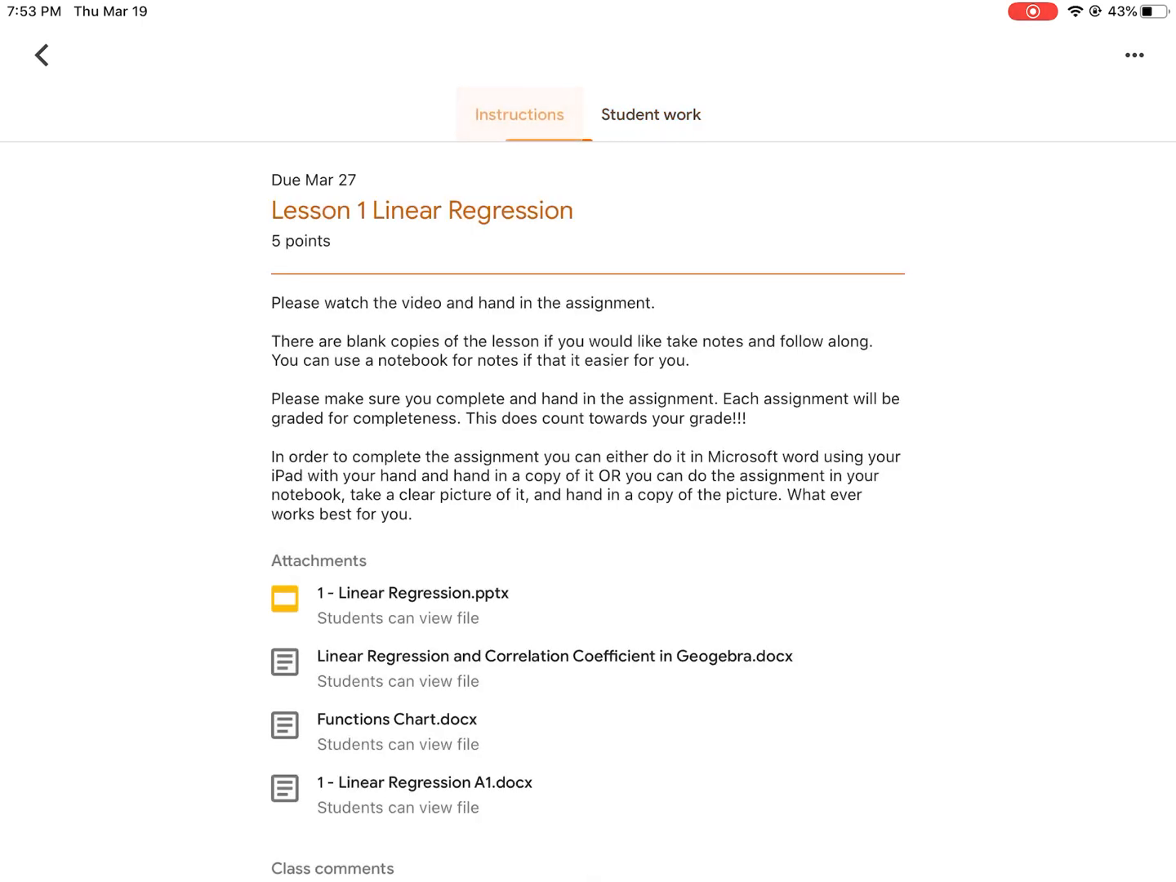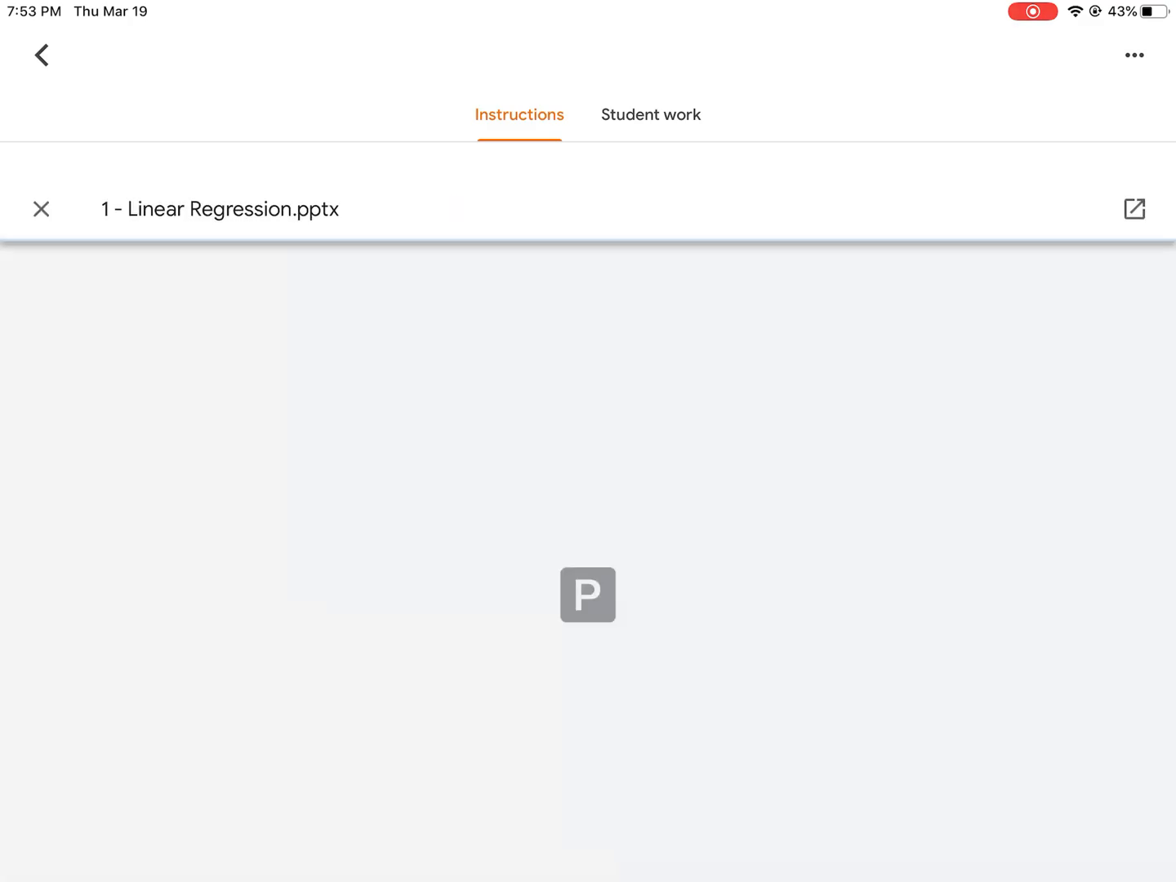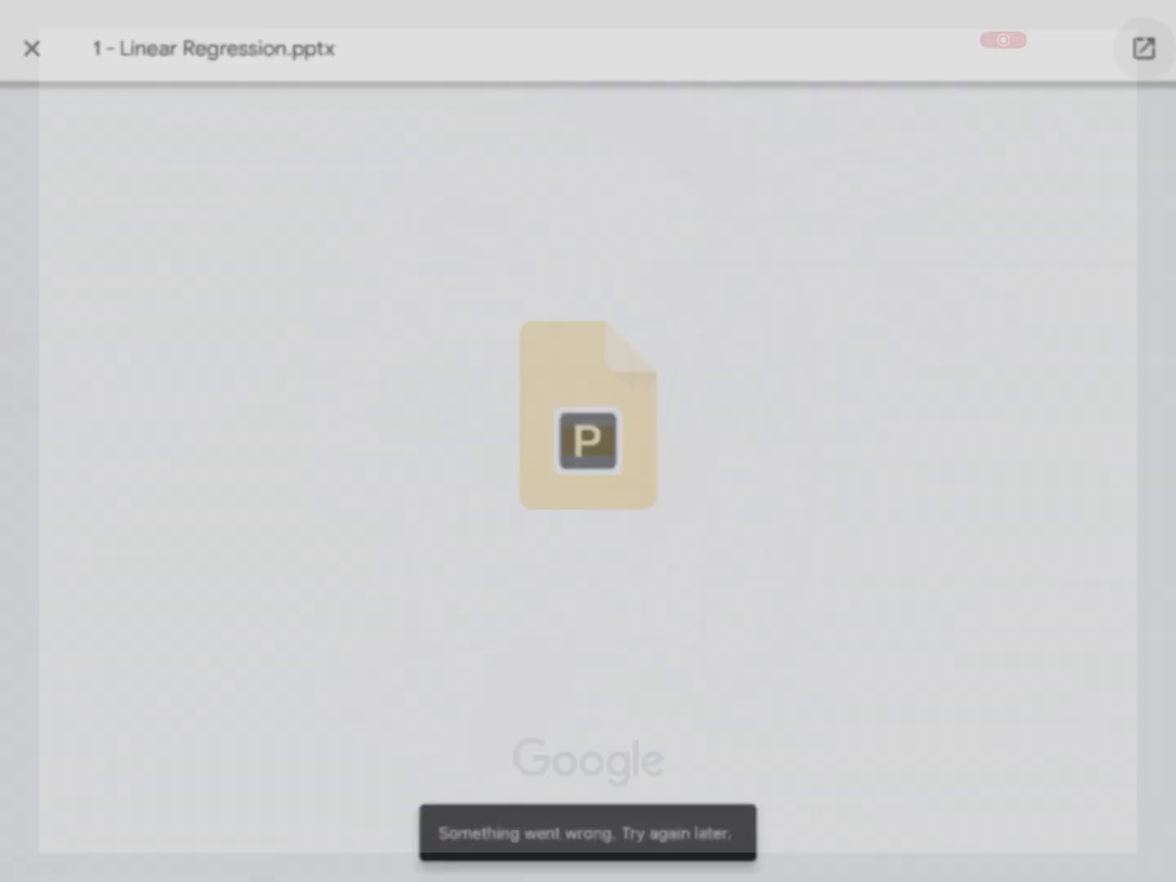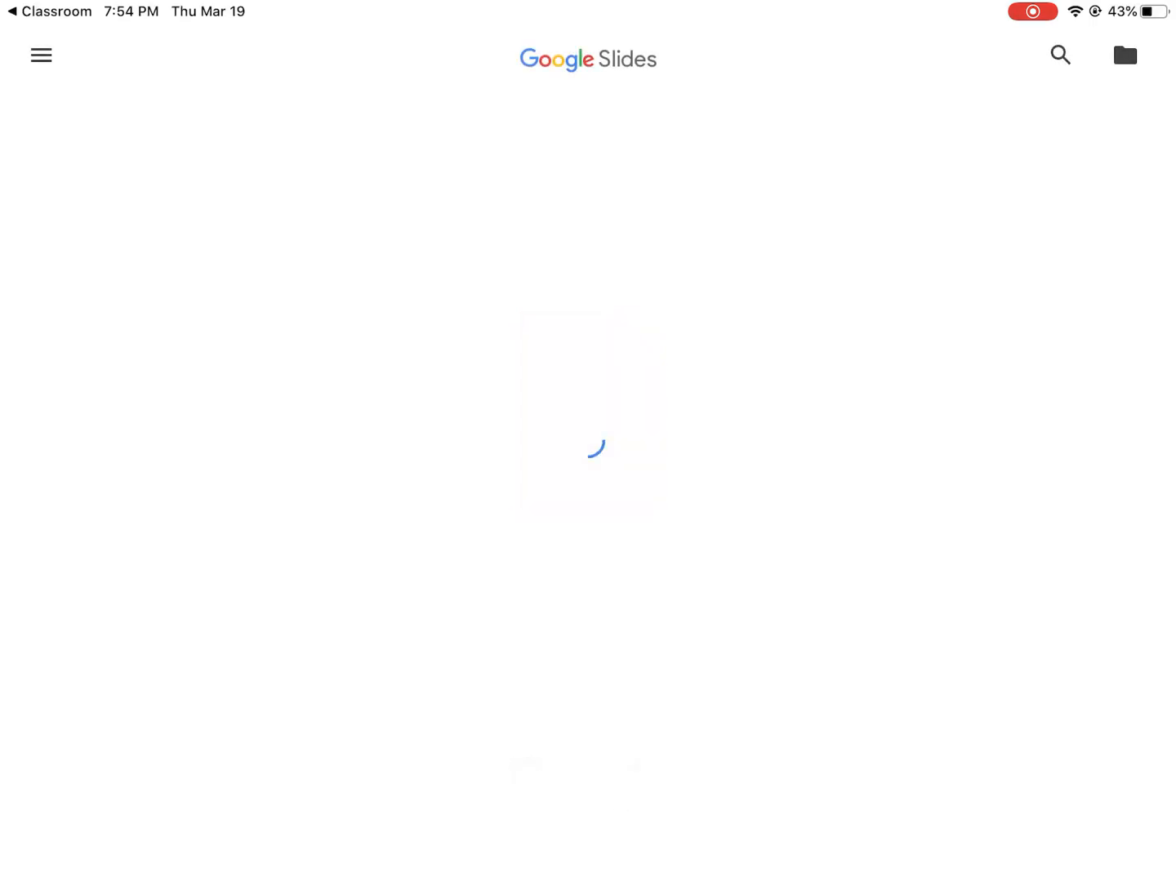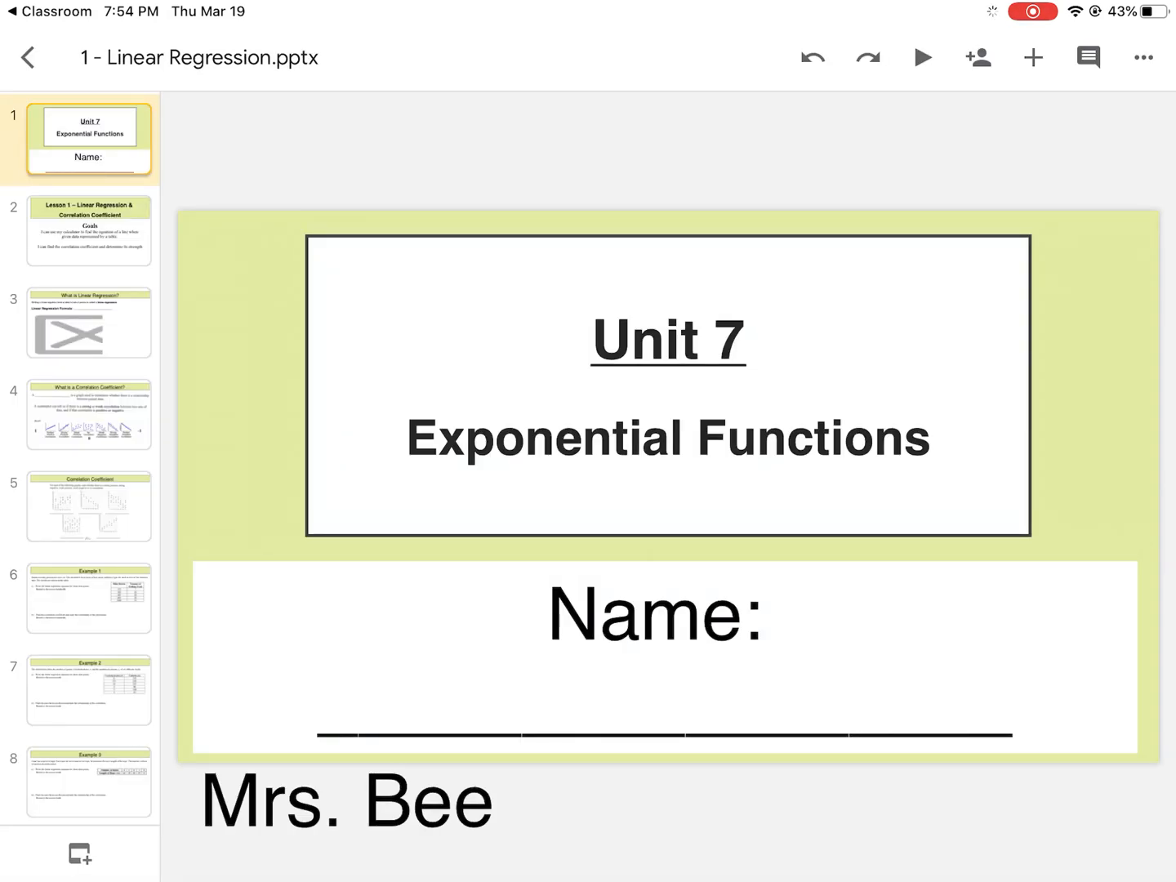You go over to instructions, and you'll see the instructions. Okay, so it says, please watch the video and hand in the assignment. If you look at the attachments on the bottom, number 1 says linear regression. That's the blank PowerPoint. If you would like to open that, you can press the little arrow on the top there. And it opens it for you.